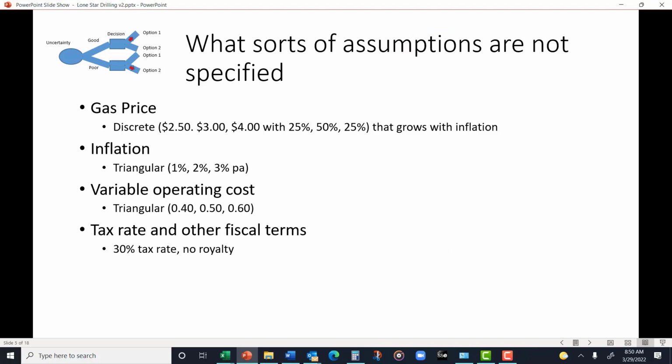Gas prices weren't specified, so I made up some numbers. They may be too low at this point, but that's not material. There's also inflation, that we don't know what that's going to be. These are probably too low for the U.S. right now anyway. Some variable operating costs and some tax rate and other fiscal terms. So, I've added a lot of color, if you will, to the project to make a more complete evaluation.